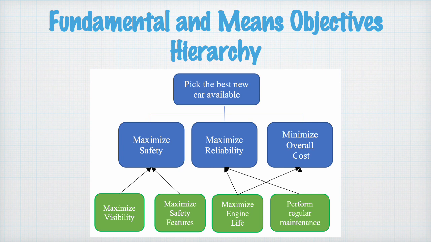In order to ensure that I was able to identify the correct attributes, I started by developing a fundamental and means objectives hierarchy with the goal of picking the best new car available. The fundamental objectives involved maximizing safety, maximizing reliability, and minimizing overall cost. These were achieved via the means objectives involving maximizing visibility, maximizing safety features, maximizing engine life, and performing regular maintenance.